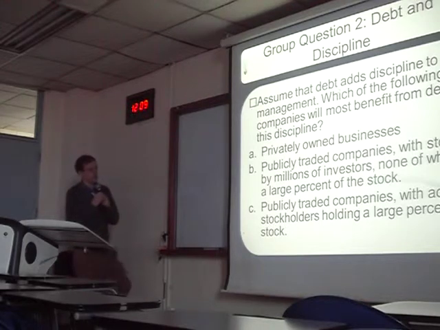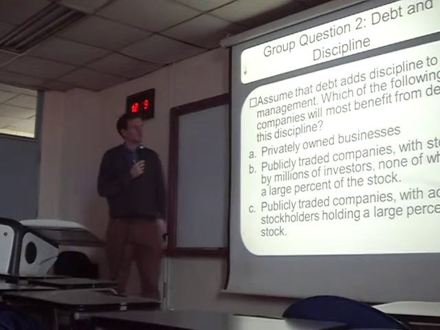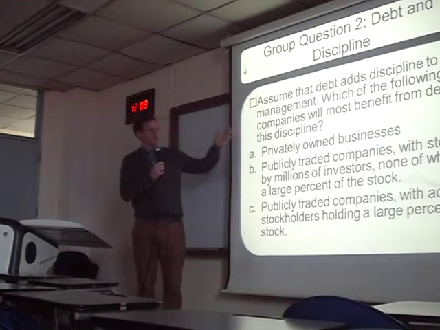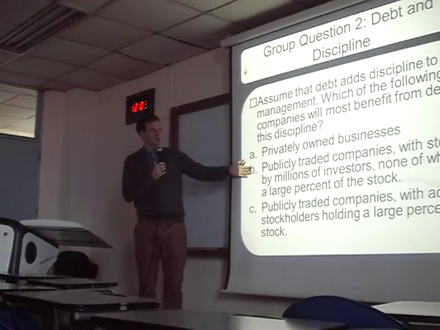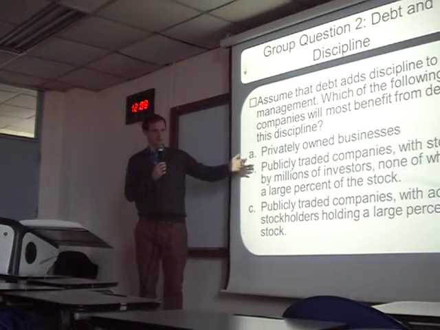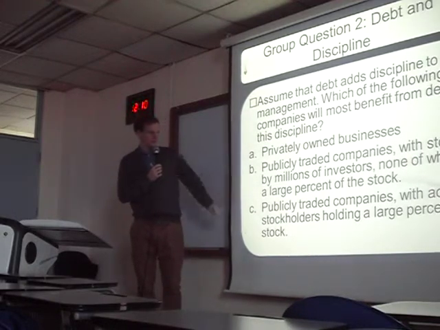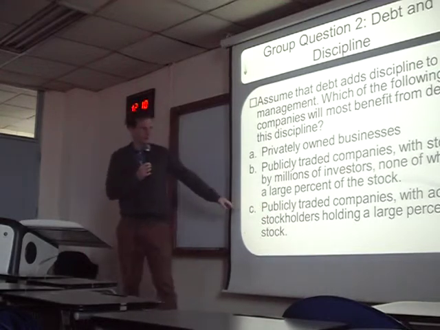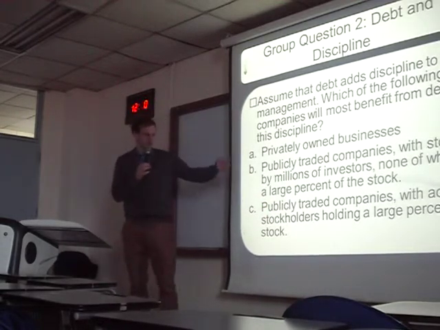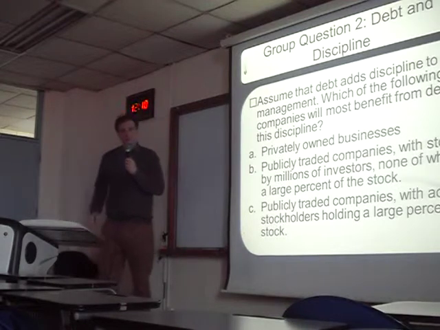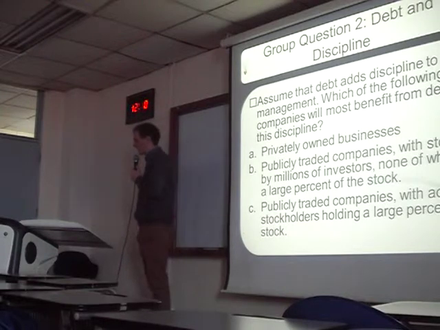So let's have a look at this question. Let's assume that the debt adds the discipline to the management. So which of the following types of companies will most benefit from debt adding this discipline? Privately owned business, publicly traded companies with stocks held by millions of investors like Coca-Cola, none of whom own a large percentage of the stock, everybody owns just a small amount. Okay? Or publicly traded companies with just some stockholders holding a lot of stock. Okay? So which company is going to get the most benefit from the fact that debt makes the managers work harder, or forces the managers to work harder? So think about it for a minute and discuss with your partner.